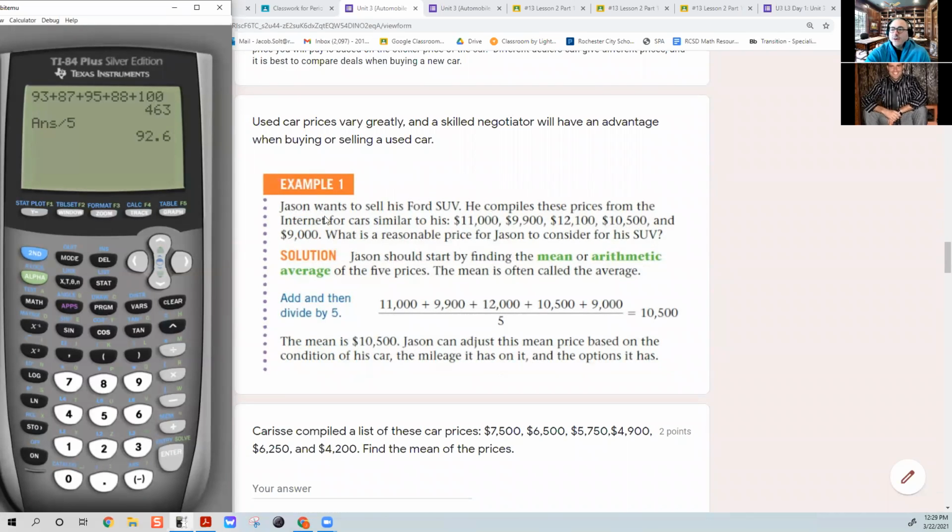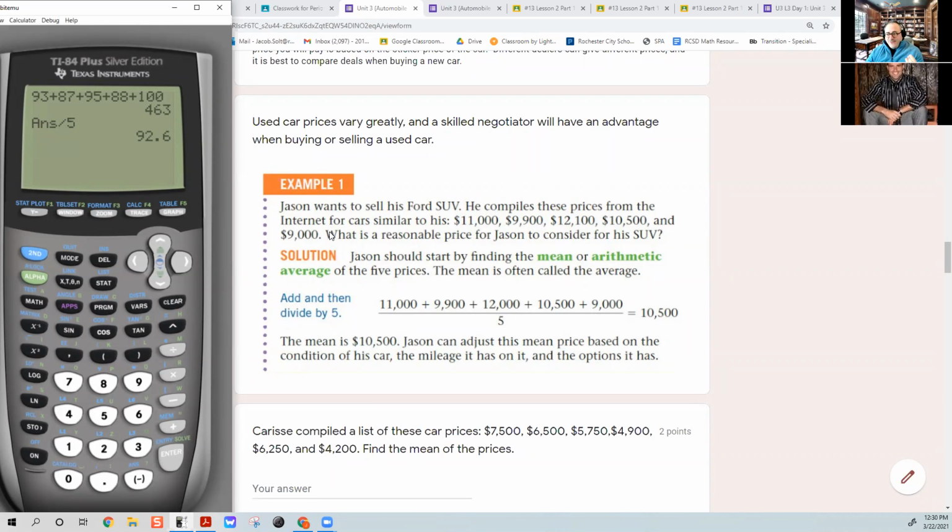So here we go. Jason wants to sell his Ford SUV. Jason compiles these prices from the internet for cars similar to his. He finds one Ford SUV they're asking for $11,000. Another person is selling, asking for $9,900. Another person is selling, asking for $12,100, and so on. We've got these values. The question is, what would be a reasonable price for Jason to consider for his SUV?